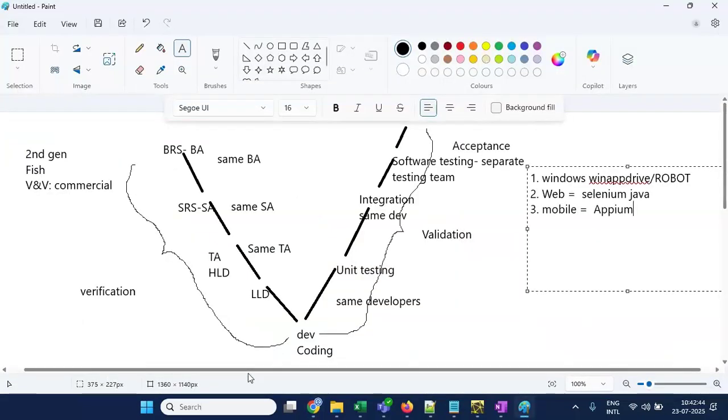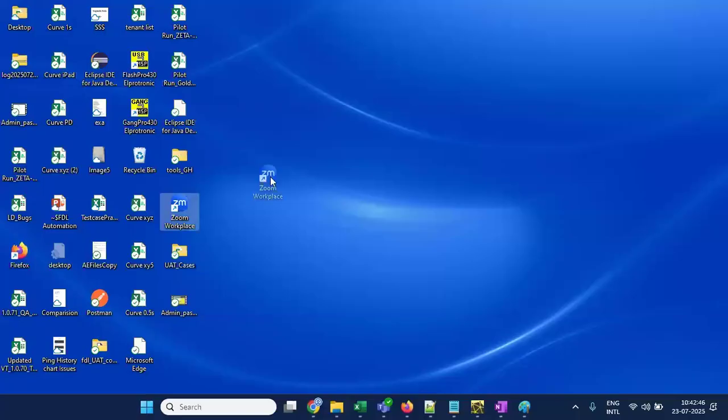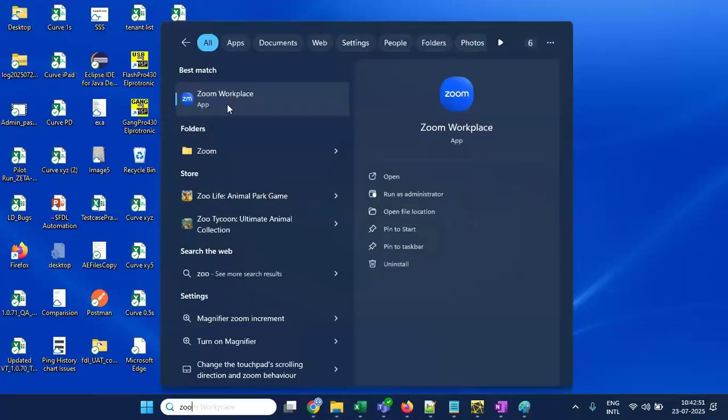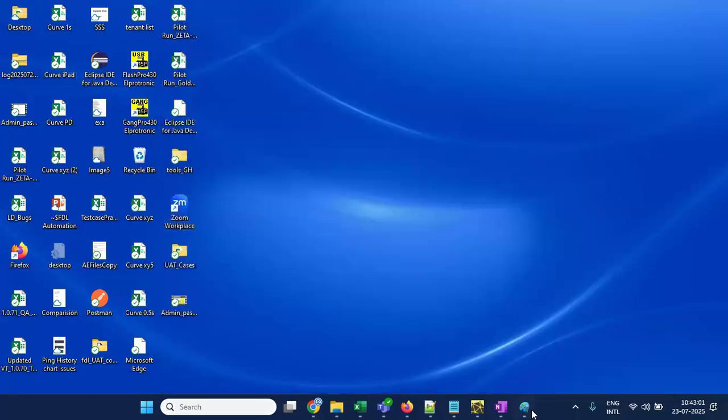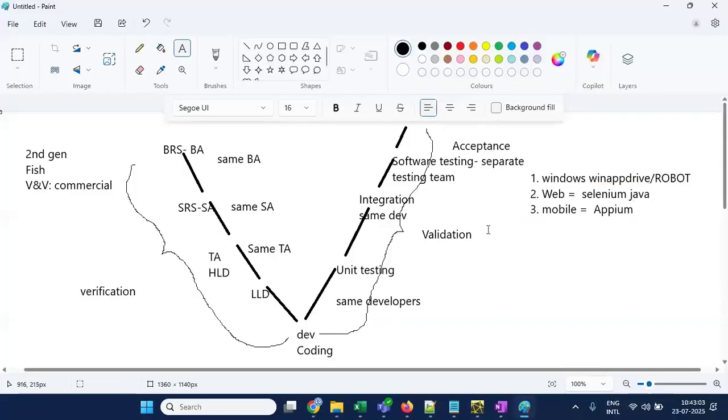The same Zoom, I have it as a Windows application. This is my Windows app. If you search on your Windows computer, Zoom is available as an app. This is a Windows application. The same Zoom you can install on your mobile, then it is a mobile application. So you have to be very clear what types of application software we have in the market and how to deal with them. That is what we are going to cover in this course.